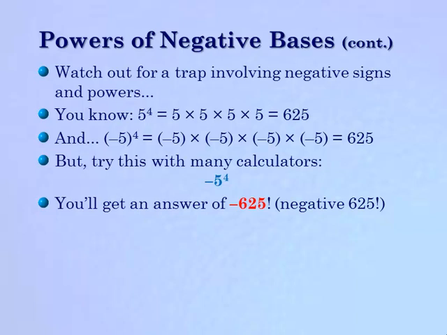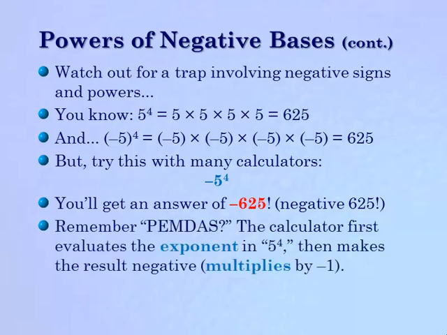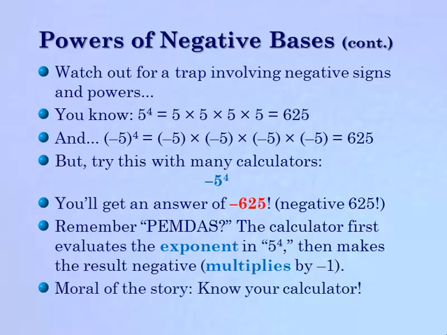Uh-oh, what happened? Well, you remember Please Excuse My Dear Aunt Sally? The calculator knows that rule and follows that rule, so it first evaluates the exponent in 5 to the 4th and then multiplies by negative 1. So the result will be negative 625, which is not what you expected. So the moral of the story is know your calculator.